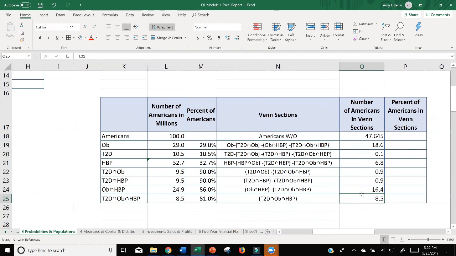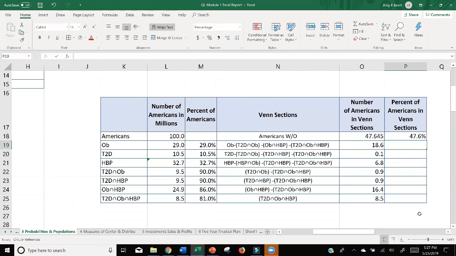Now, we want to know what is the percent of Americans in these Venn diagrams. So now we're going to calculate percentages. We want to know what percent 47.6 is of 100. So we're going to divide this number by 100. And it looks like we have 47.6%.